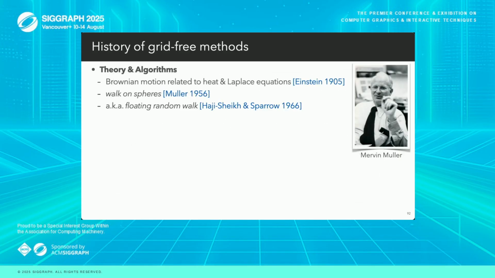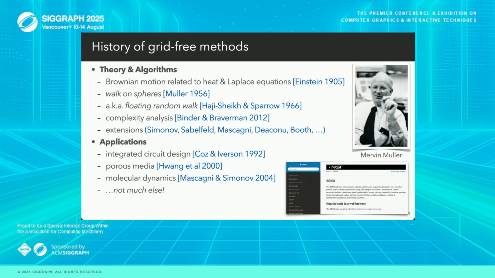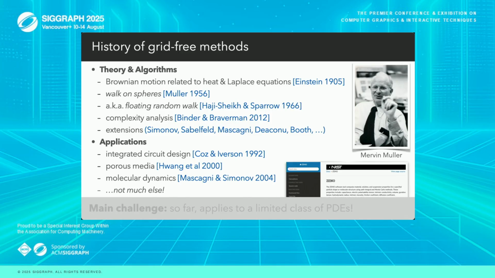Since then, it's been reinvented a few times, for example, called the floating random walk. And then there have been quite a few other papers that deal with complexity analysis, extensions, and applications to circuit design, porous media, and so on. But their use still has been quite limited, exactly because of the types of PDEs they can solve: just the Laplace PDE with Dirichlet boundary conditions. So in the rest of this course, we're going to be seeing ways to generalize these methods to more general PDEs, more general types of boundary conditions, as well as new applications enabled by all of that.